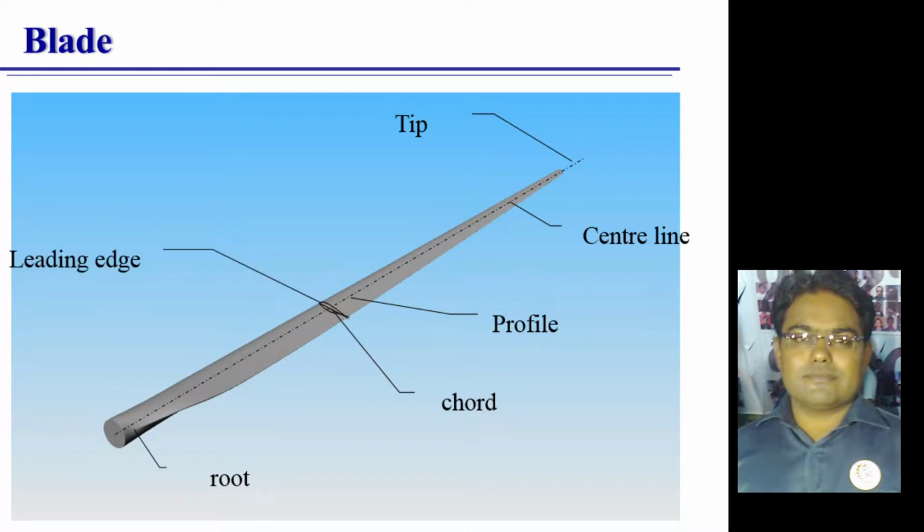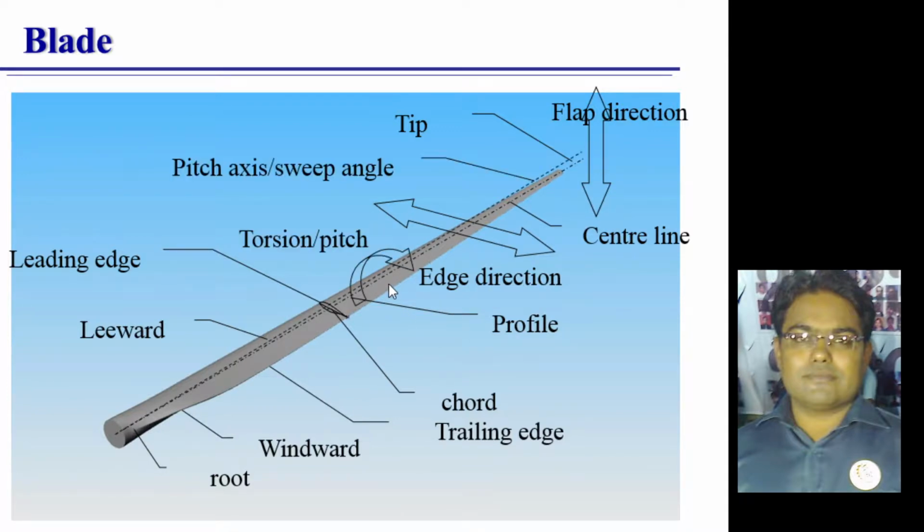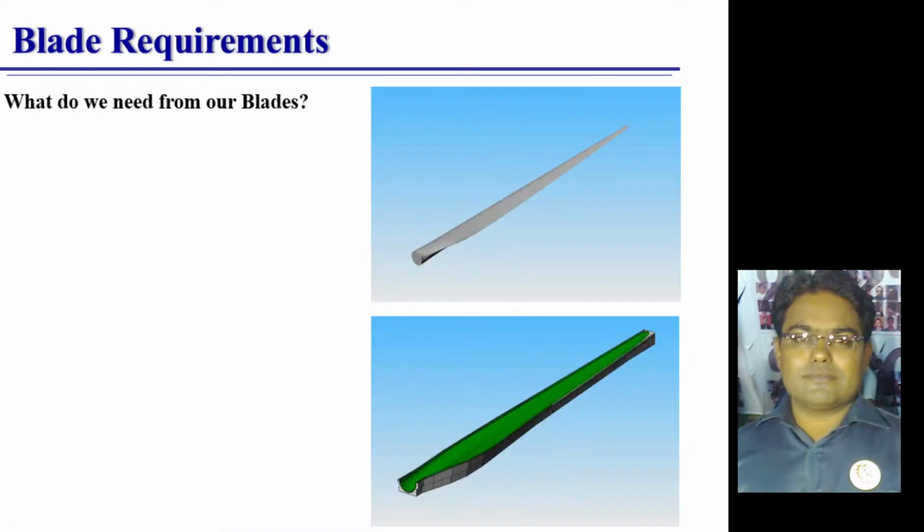This is called the leading edge of the airfoil, and this is the trailing edge. This is a well known fact. And the top surface is the leeward side, and the bottom one is called the windward side. And this is the direction of the wind. And this is called torsion or pitch. So this basically is a pitch axis. It may go like this while it's rotating about the pitch axis, and this is a torsional effect. So these are the various terminologies used for a blade.